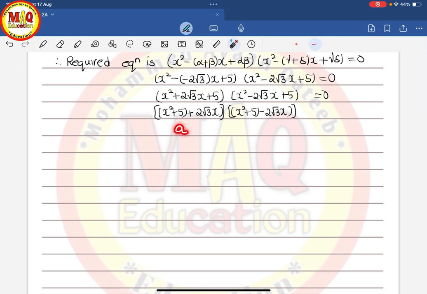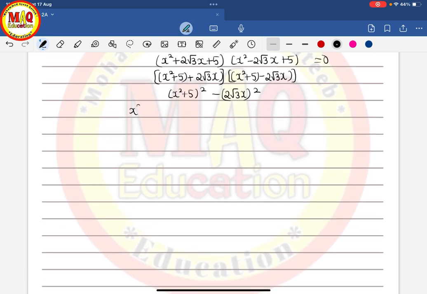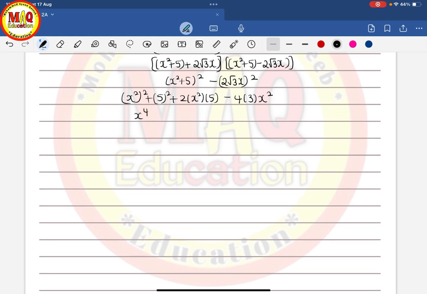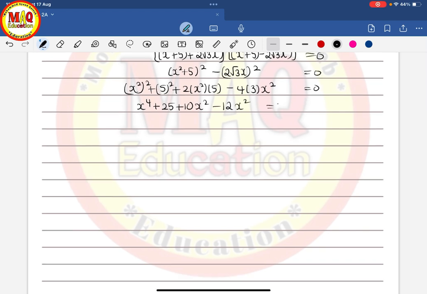So here you can see it is of the form (a plus b) into (a minus b), which is equal to a square minus b square: (x square plus 5) whole square minus (2 root 3 x) whole square. X square plus 5 whole square is of the form (a plus b) whole square, a square plus b square plus 2ab, minus 2 2's are 4, root 3 square is 3, into x square. What will get: x power 4 plus 25 plus 2 5's are 10, x square minus 12 x square equal to 0. X power 4 minus 2 x square plus 25 equal to 0.